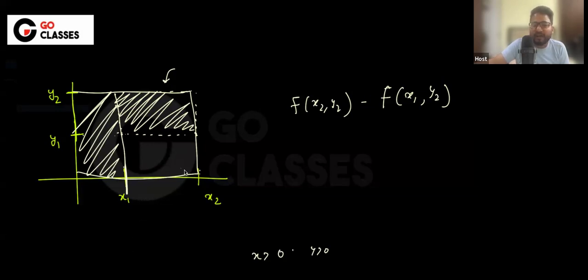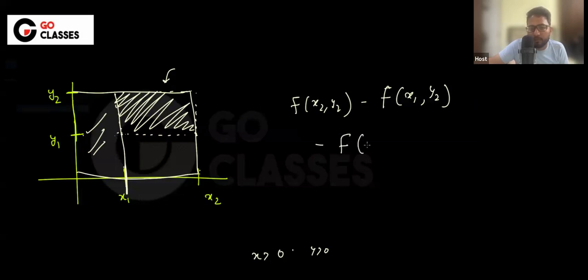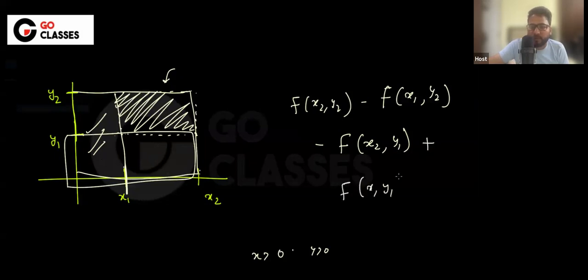So I cannot do x1 to x2, since the CDF is given, I have to take from the starting. So from the whole, this also you have to remove. You can remove from the start to x2 and then till y1. If you remove this, it will be removed, but this other part will also be removed. So basically you remove till x2 and y1, but then this whole thing is removed instead of just this one. So that's why I'm adding F of x1, y1 again.